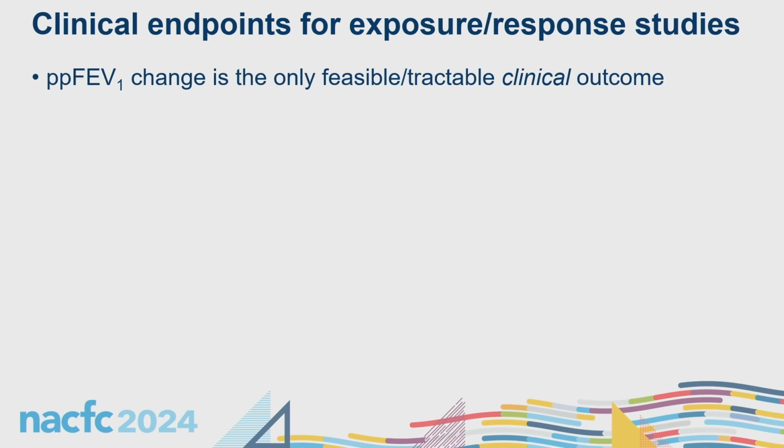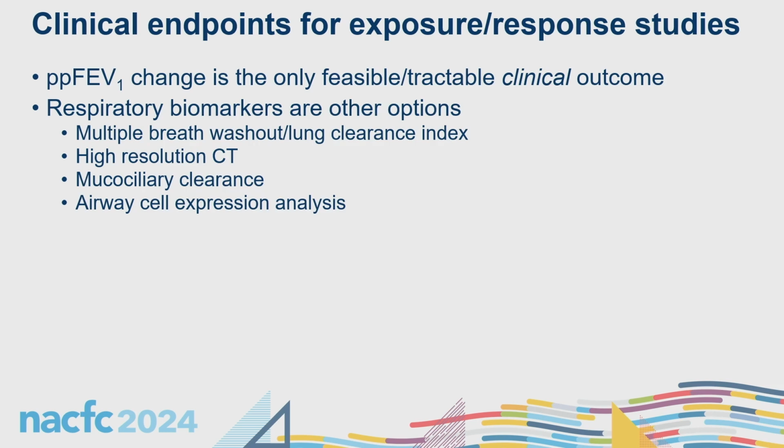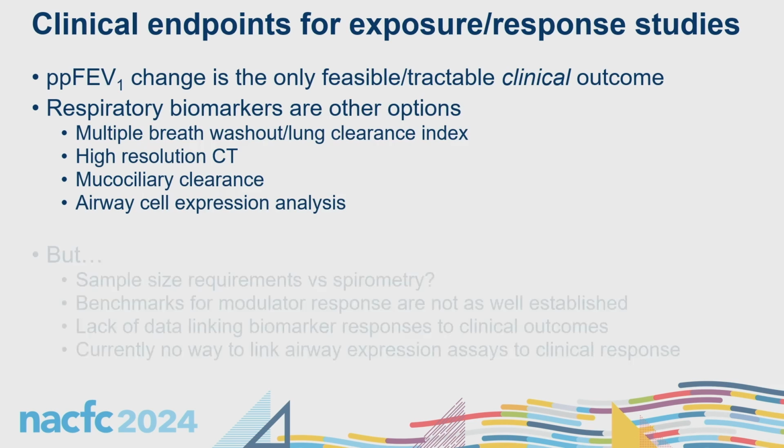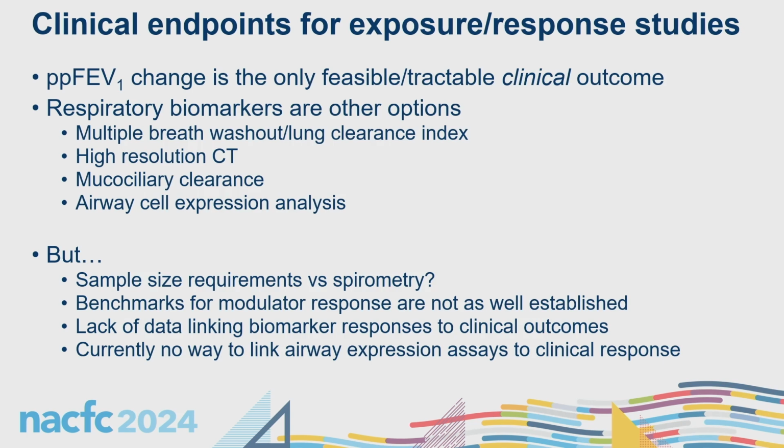So I would put forward, and maybe not surprisingly, that percent predicted FEV1 is probably the only tractable clinical outcome measure for making decisions about dose-response relationship. I will take a moment to just say, where are these other outcome measures? I think they could be supportive. I think it depends on how they're used, and we'll go through some of the recent data on this, but I think at the end of the day, are they really going to improve on what you're going to see with spirometry at this point?